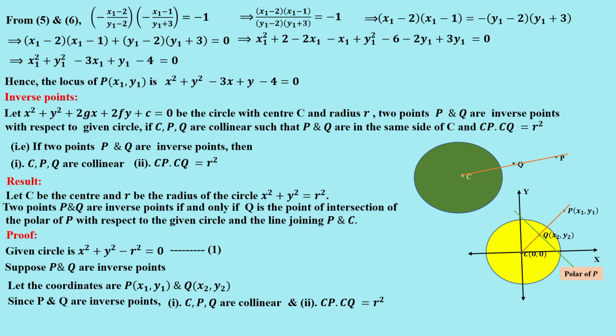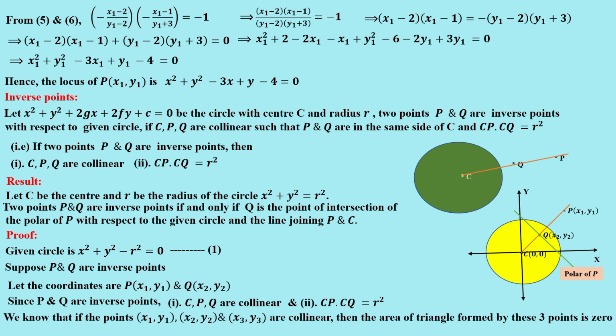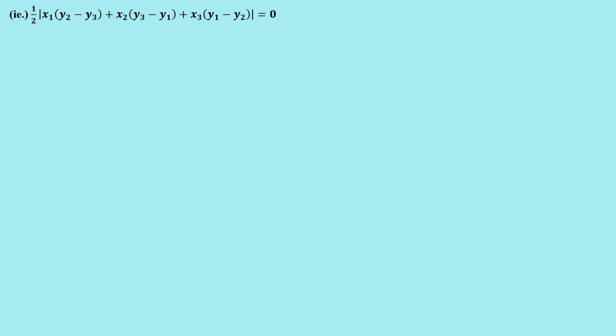Now the polar of P, that is the chord, mentioned in the green line. We know that if the points (x1, y1), (x2, y2) and (x3, y3) are collinear, then the area of the triangle formed by these three points is 0. That is the standard result. So half of x1 into (y2 minus y3) plus x2 into (y3 minus y1) plus x3 into (y1 minus y2) equal to 0. That means x1 into (y2 minus y3) plus x2 into (y3 minus y1) plus x3 into (y1 minus y2) equal to 0.